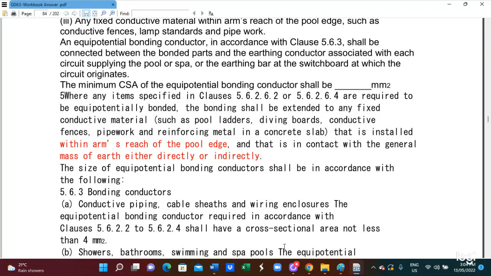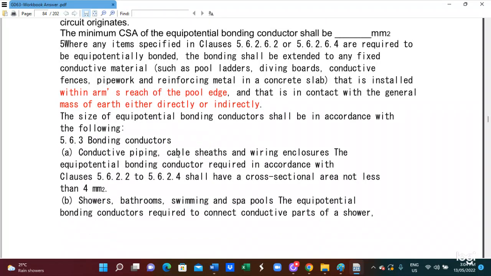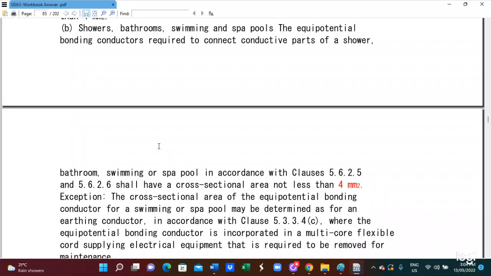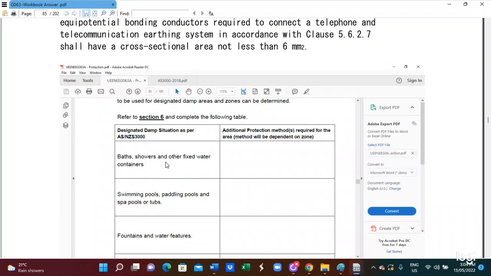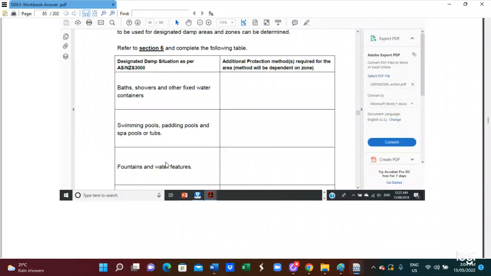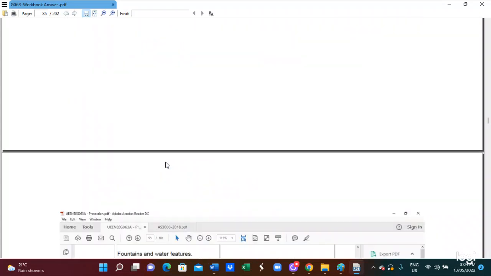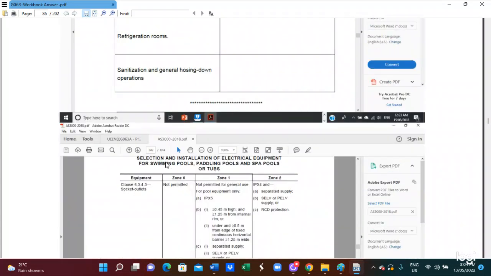Also, we need to provide the minimum CSA requirement for the equipment components, which must be within the armspan of the pool edge. We have to consider how to install it. Also, clause 5.6.3 mentions the bonding conductor: how to run the bonding conductor and where you install it. So here is this table, you have to do the exercise. So this is for the Trade 1, Trade 2 aspect.